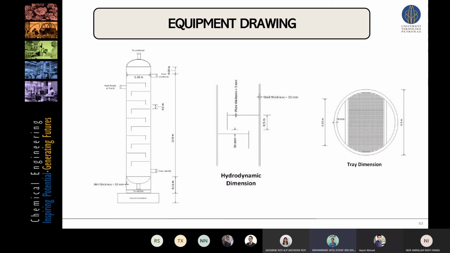And the last one is the tray dimension, where the inner diameter is about 0.35 meter and the outer diameter is 0.5 meter. So the thickness is about 50 millimeter. So with this, I end our group presentation and we'll proceed to Q&A session.